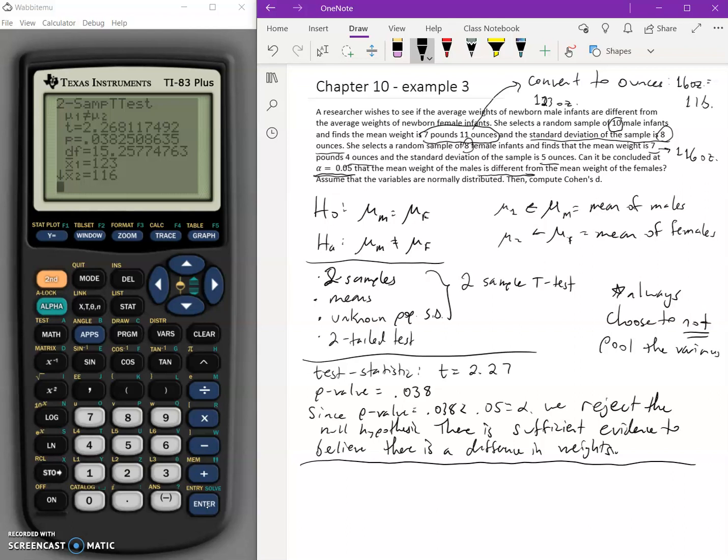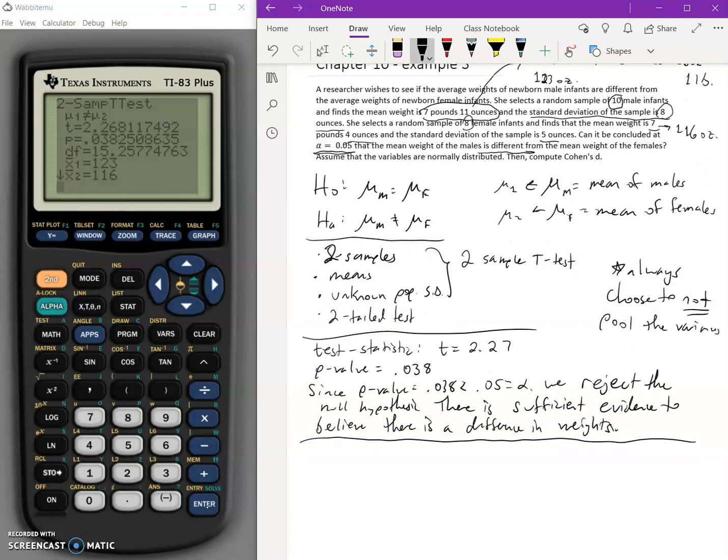So the formula for Cohen's d, so we have Cohen's d. The formula that we had was x sub 1 minus x sub 2 all divided by the square root of n sub 1 minus 1 times s sub 1 squared plus n sub 2 minus 1 times s sub 2 squared divided by n sub 1 plus n sub 2 minus 2.